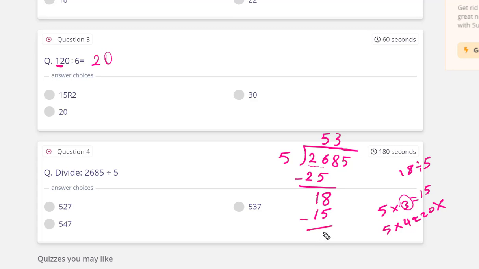If we subtract, it's 3. Drop the next digit, which is 5. And now 35 divided by 5 equals 7. And 7 times 5, of course, is 35. When you subtract, you will get zero. So, my heroes, that's 537.